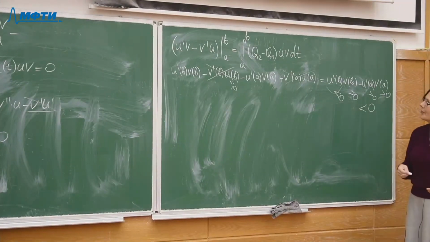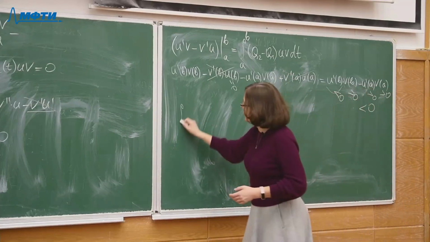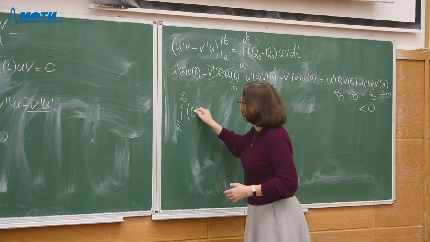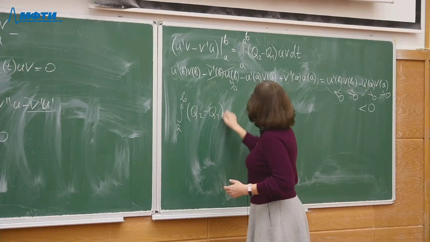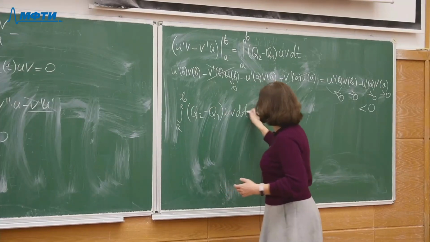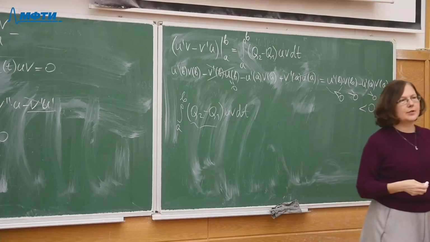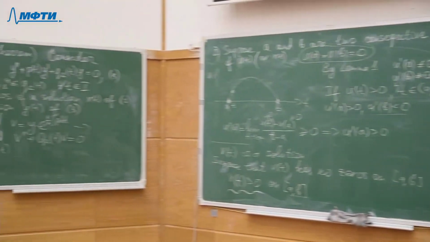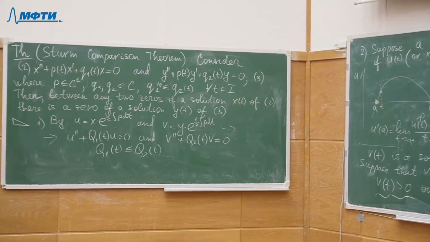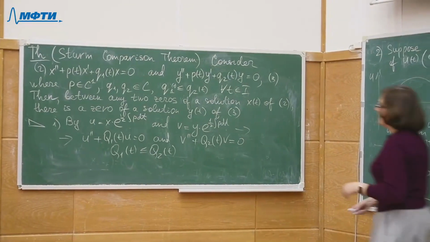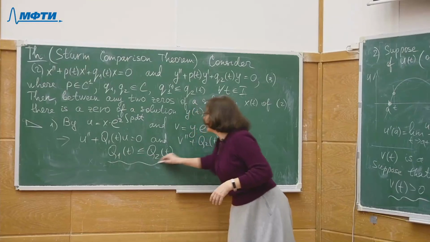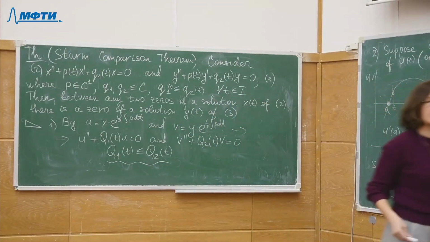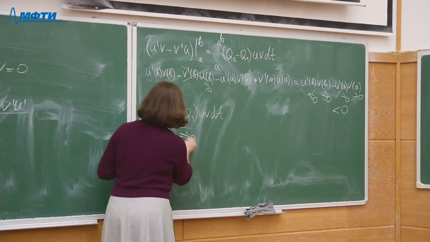Less than 0. But what about the right-hand side? The integral from a to b of q2 minus q1 times uv dt. So what about q2 minus q1? So q2 is greater than or equal to q1. So look here at the statement, step number 1. So it is positive. It is positive, yes, positive, or equal to 0.